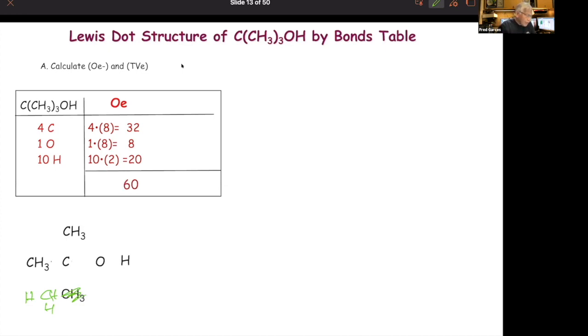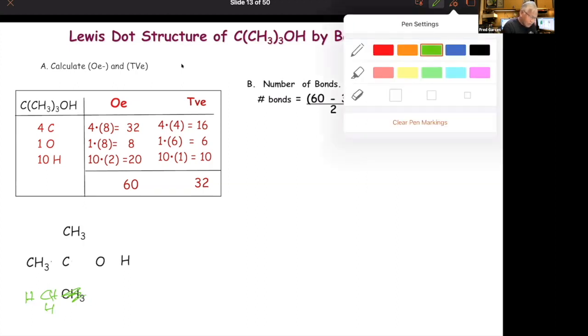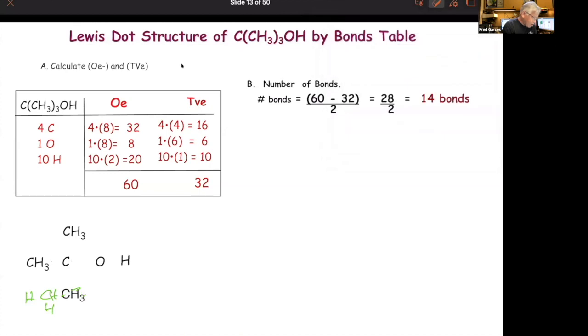So when we do the bond table, 60 minus 32, that's 28. 28 divided by 2, that's 14 bonds. It would be really difficult for you to figure this out based on that structure. But with the bond table, you have that advantage. 14 bonds. So let's see how that works.